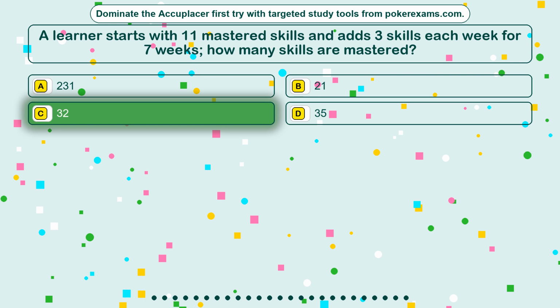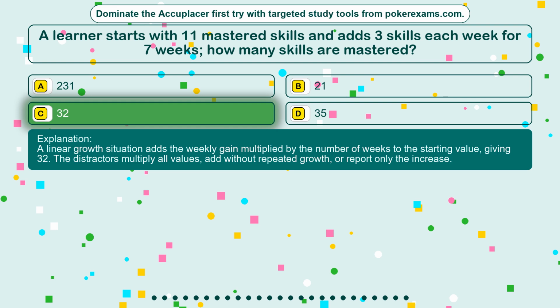The correct answer is option C, 32. A linear growth situation adds the weekly gain multiplied by the number of weeks to the starting value, giving 32. The distractors multiply all values, add without repeated growth, or report only the increase.